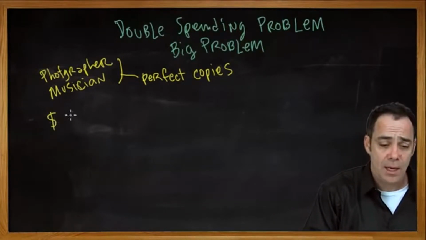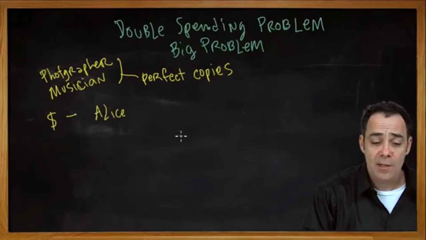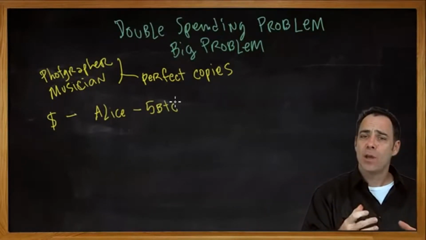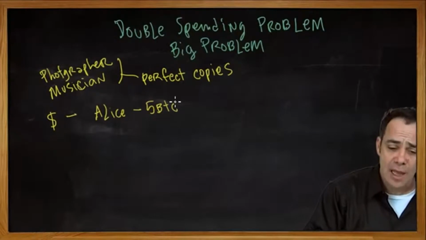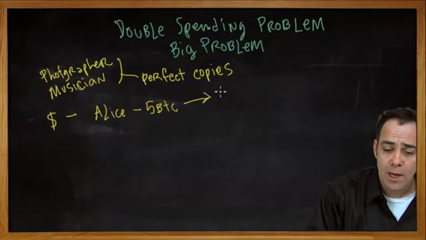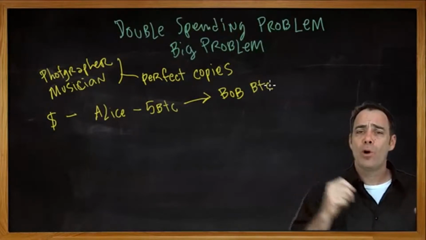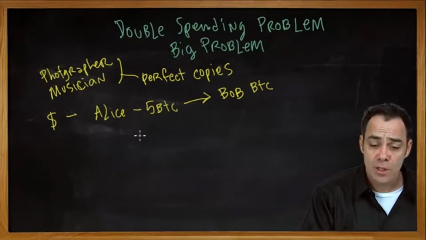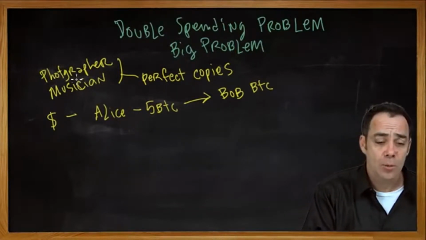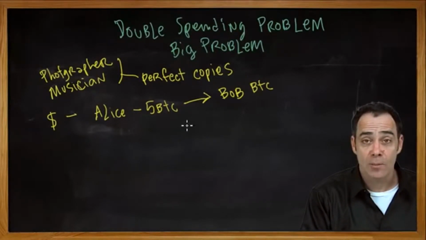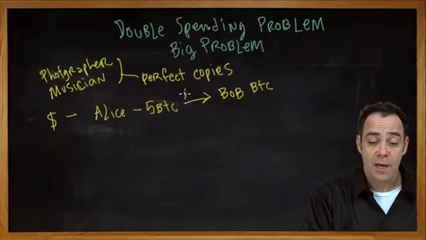Okay, so let's think about it. Alice has 5 Bitcoins. They're on her computer. She has access to them, right? And now she's going to send those 5 Bitcoins to Bob. Well, if they actually reside on your computer in a way that we're familiar with, she'll send them to Bob just in the way that you would send a JPEG or an MP3.